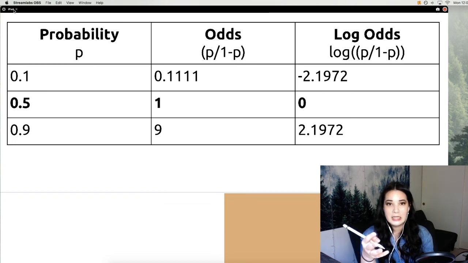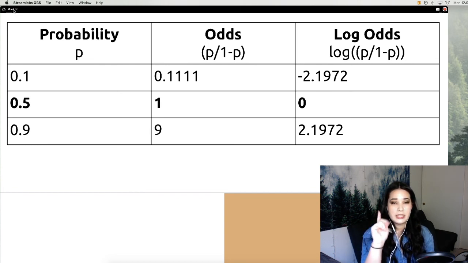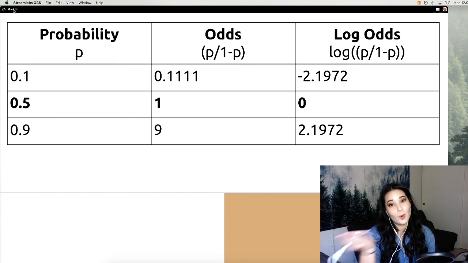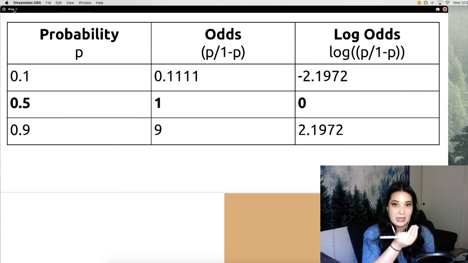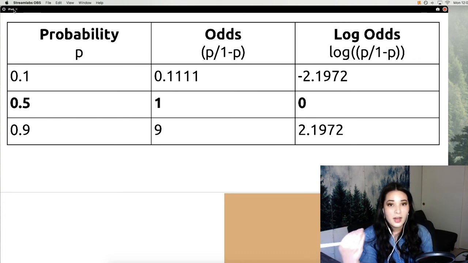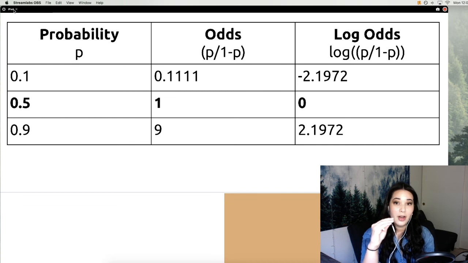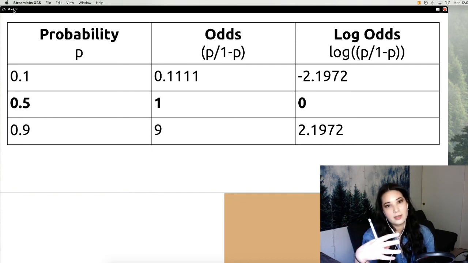In terms of odds, the threshold that you want to remember is 1. When the odds are 1, it means that the event is just as likely to happen as to not happen. Anything greater than 1 indicates that it's more likely that our event will happen, and anything less than 1 indicates that it's less likely to happen. In terms of log odds, the threshold that you want to remember is 0. Log odds greater than 0 indicate an increase in the likelihood that something will happen, and similarly, any log odds that are negative indicate a decrease in the likelihood that something will happen.